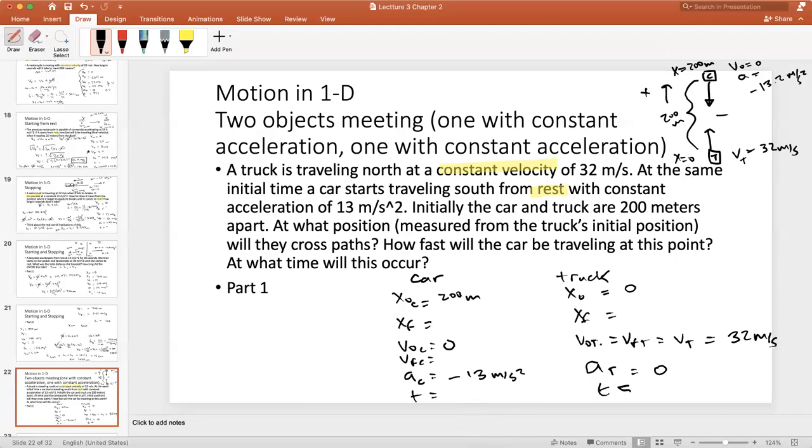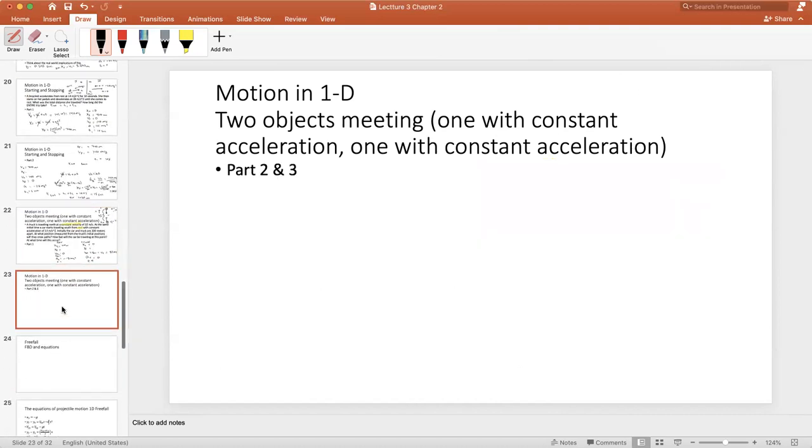But here's the thing that you have to know. The car and the truck are going to arrive at the same position at the same time. Therefore, the car's X final and the truck's X final are equal. And the car's time and the truck's time are equal. And that's the key to solving this problem: I'm going to have equations for the car and equations for the truck, and I will be able to relate them by X final because it's the same, okay? So I want to know when, what position they'll be at, and what time they'll be at. So let's move to part 2.